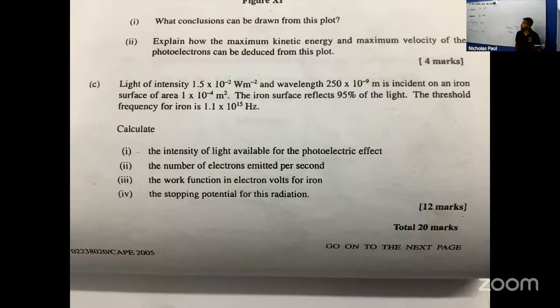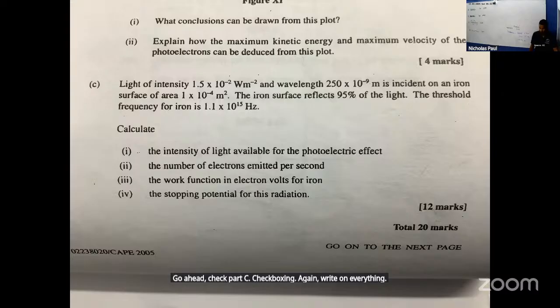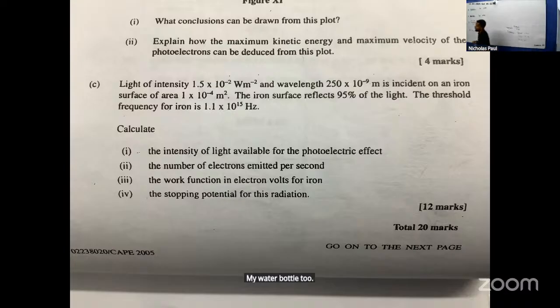Go ahead, check part C. Again, write down everything. Right? You have watts per meter squared, you have wavelength and so on, right? Take your time, the wording is tricky, yeah? But simple. Take your time, write down everything they give you, pay attention to the units and everything.